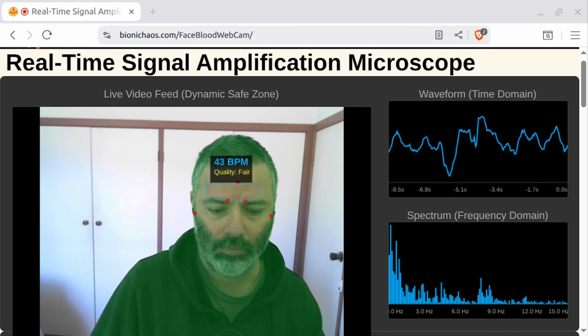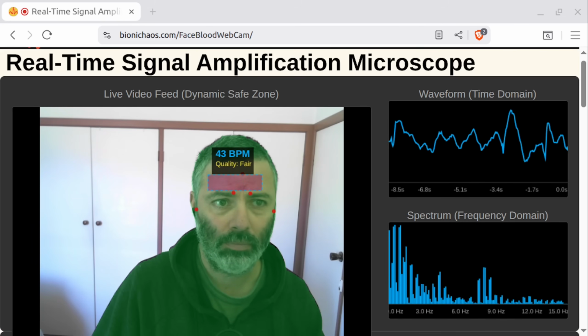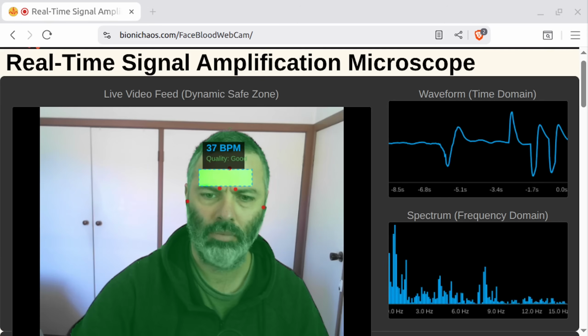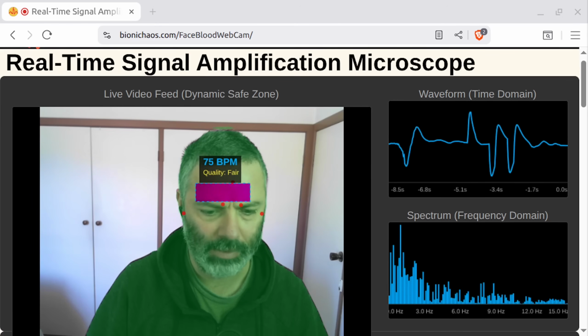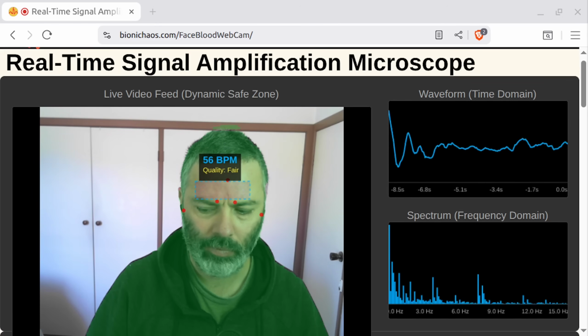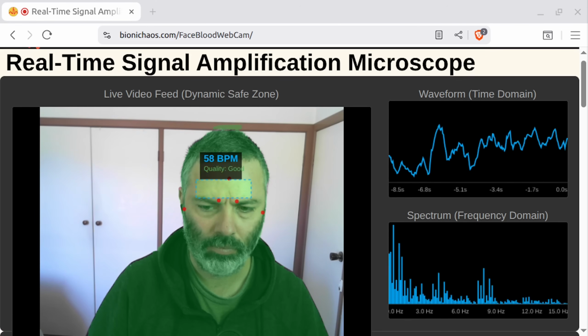To get a higher quality reading, make sure you are well lit and minimize any movement. This will help the system capture a clearer signal. Okay, is it better? Do you think it's better now? The quality is still listed as fair. Perhaps try adjusting the lighting again or moving closer to the camera.